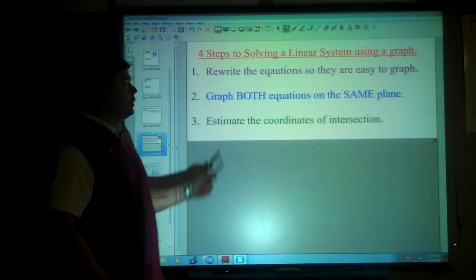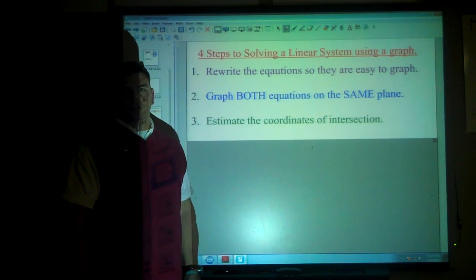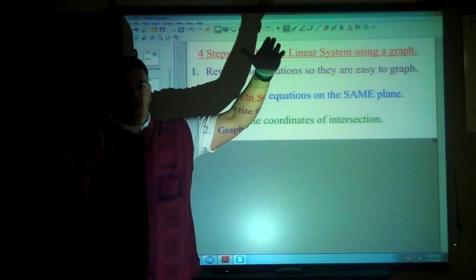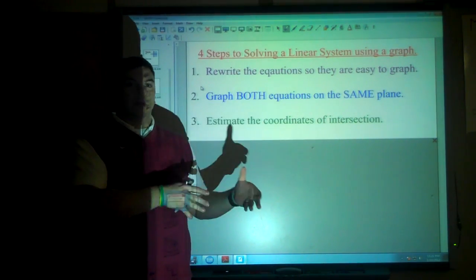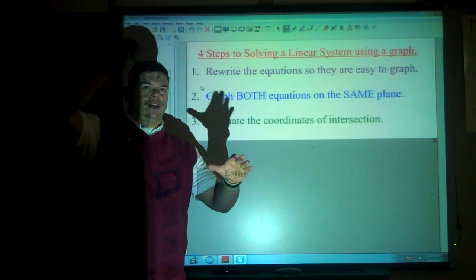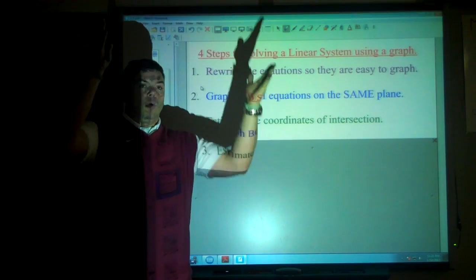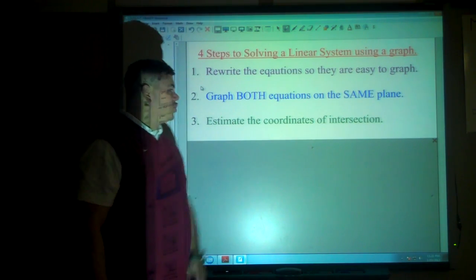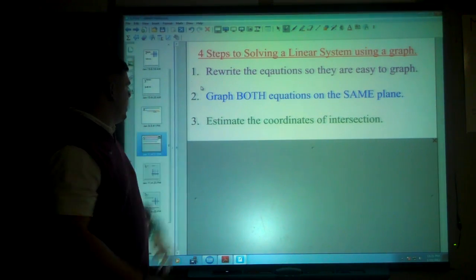Step 3, take a look at them and estimate where you think the 2 lines cross. Because if you think about it, this line is an answer, dot, dot, dot. Every single dot on that line is an answer to one equation. And this line, dot, dot, dot, is also all the answers to the other equation. Where they cross is the one location that they have in common, that they share. So you want to estimate that. You might not be able to tell exactly what it is, so you estimate it.